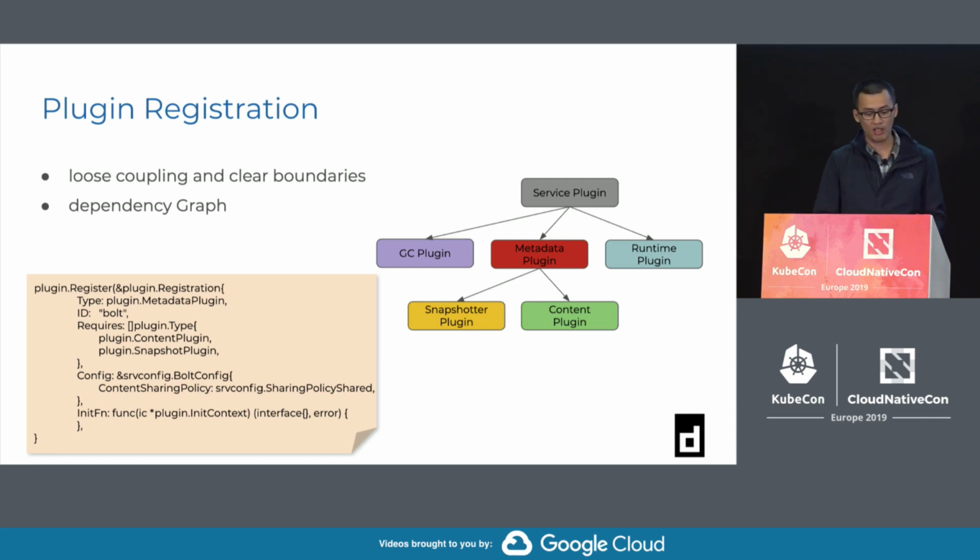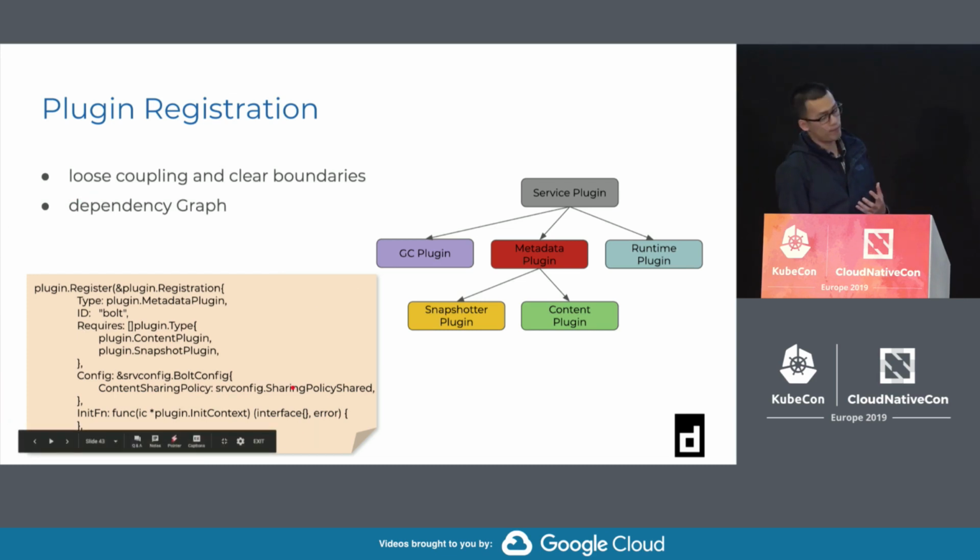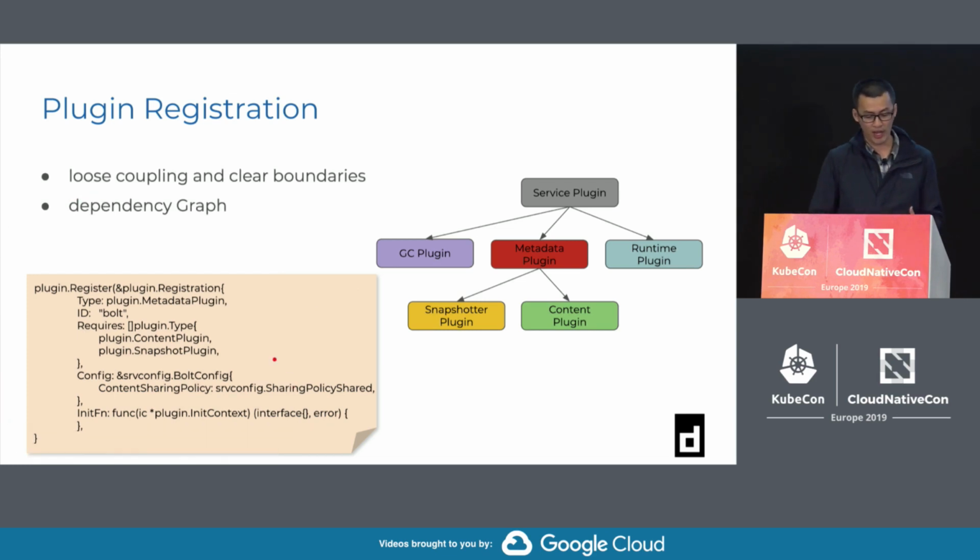Based on this, Kubernetes provides a simple plugin registration mechanism. This registration action is very easy to learn and very easy to use. Look at this code here. This code is used to register the bolt metadata plugin into Kubernetes. You only need to fill in the form with the plugin type, plugin ID, required plugins, and the initialization function. It will be okay. All the rest will be done by Kubernetes, and the initialization function will be called in dependency order.